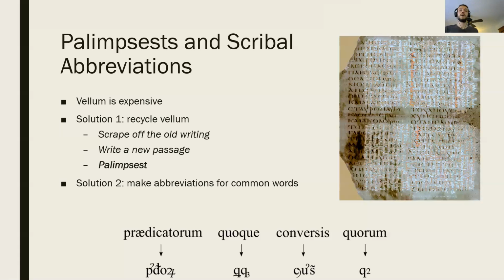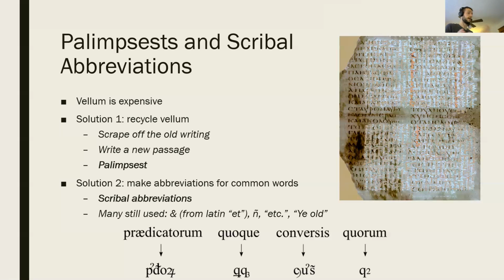Another solution is to just make your writing as small as possible and to make abbreviations of common words. These abbreviations, fittingly, are called scribal abbreviations. The picture below shows some examples of how some scribal abbreviations might have been made. A lot of these symbols were developed because, at least in text written in Latin, there are a lot of letters that are written repeatedly, and so they were made into these kinds of simplified symbols.